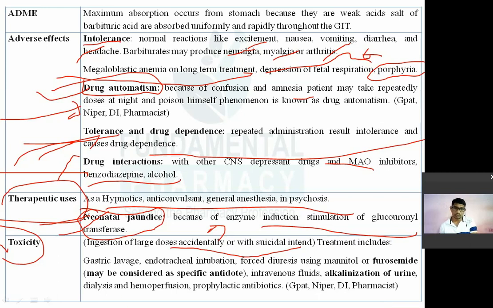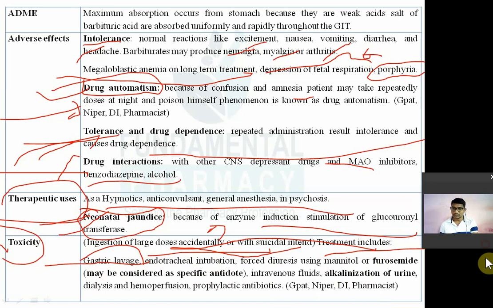Now, what is the treatment for toxicity? Gastric lavage. Gastric lavage means washing of your stomach. Stomach को wash करना पड़ेगा. Gastric lavage, endotracheal intubation, forced diuresis करना पड़ेगा. Forced diuresis by using either mannitol or furosemide.